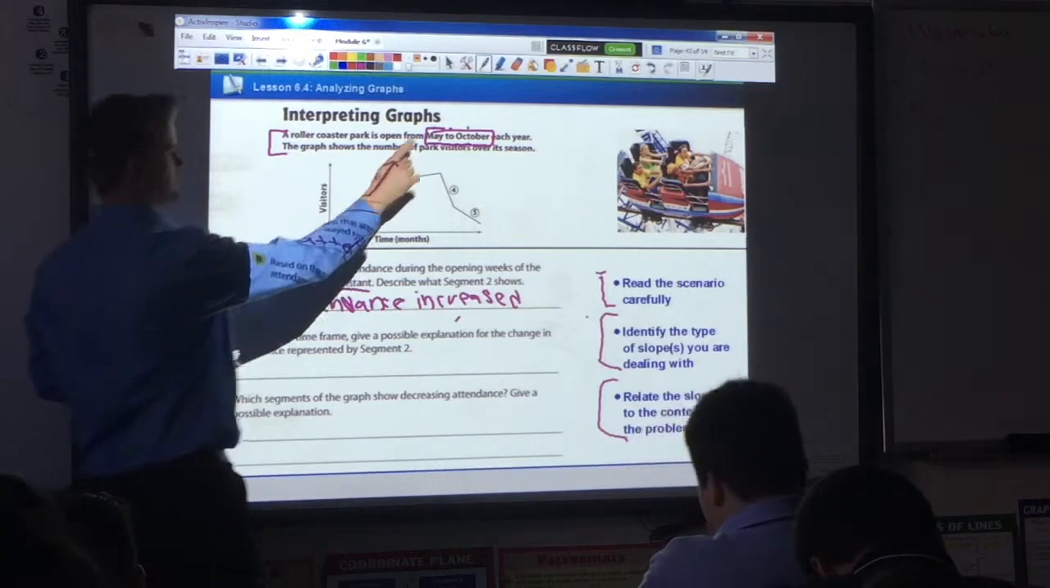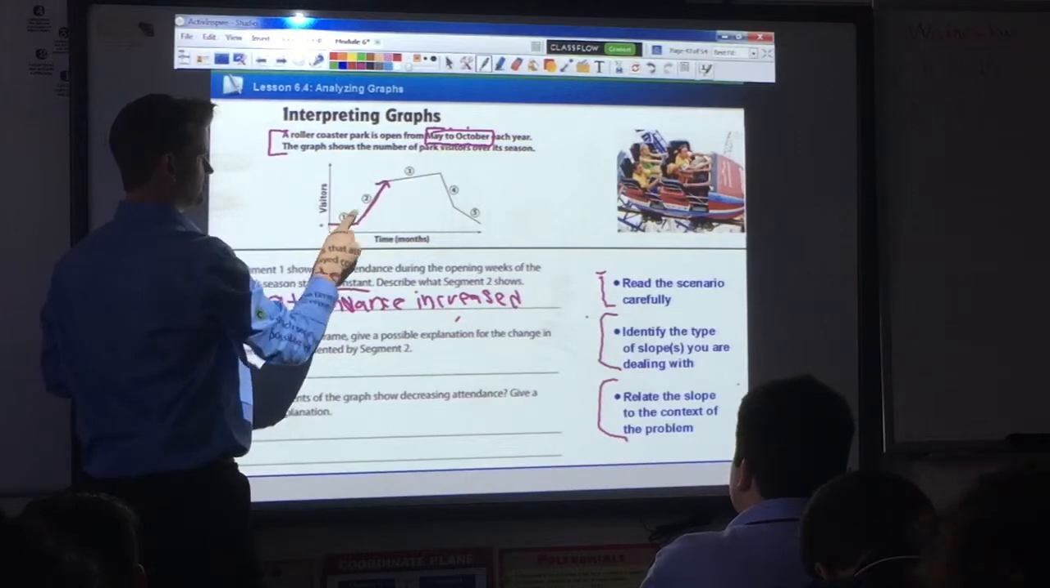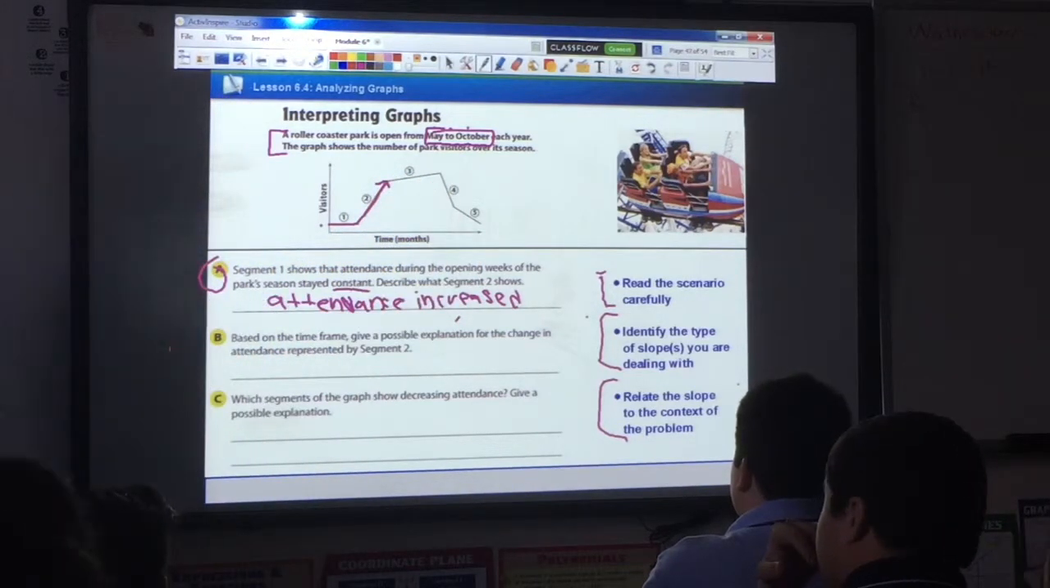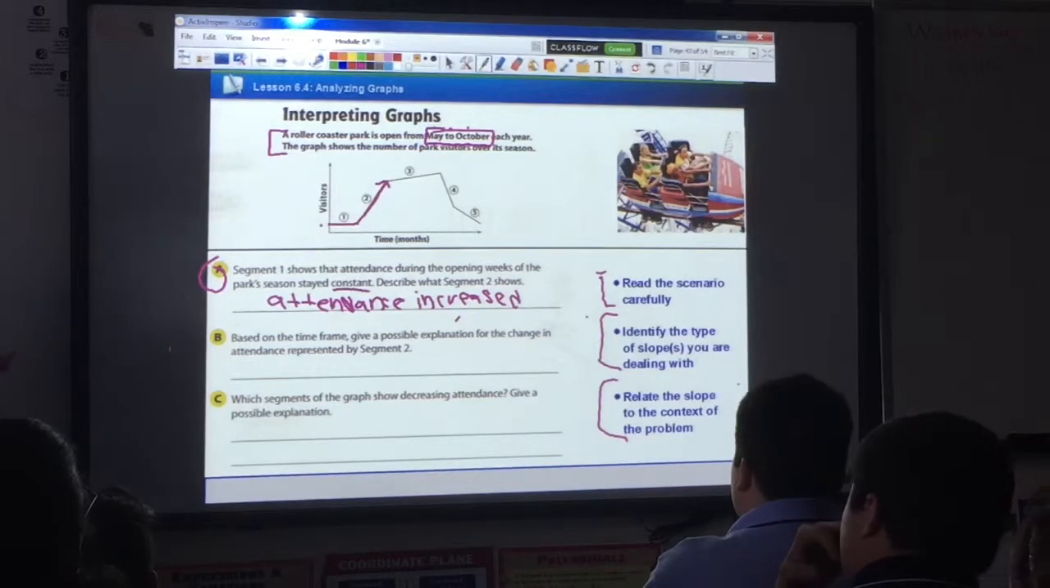Keep in mind, it's open from May to October. So it starts in May, that's June, July, August, September, and October. It begins to go down. We have to think about why.